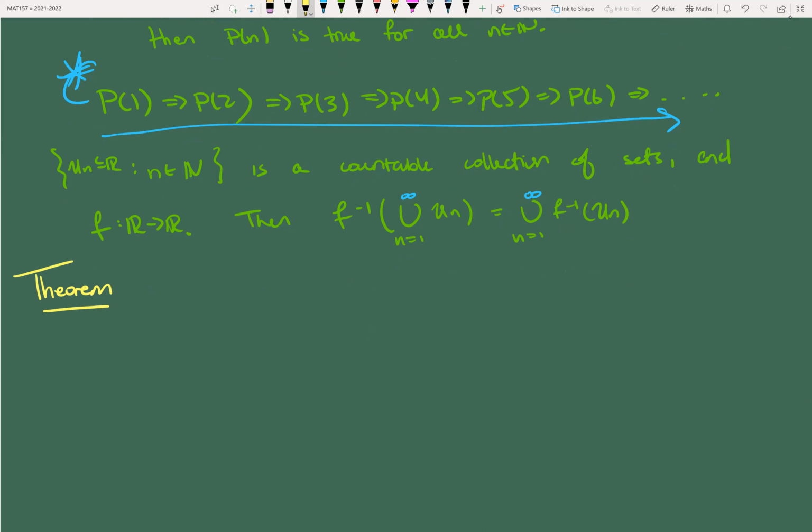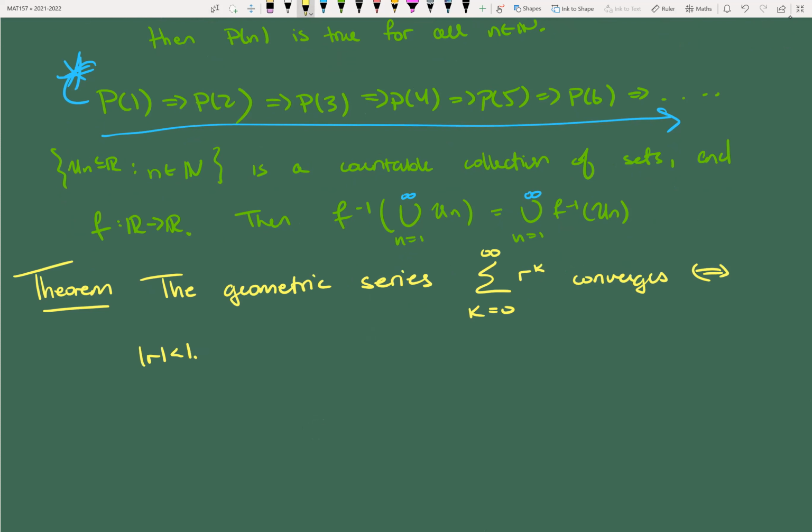The geometric series, but we're going to use this a lot. So the geometric series, the sum from k equals 0, and 0 is important here, of r to the k converges if and only if the absolute value of r is strictly less than 1. Okay, and in that case, the value of the sum is 1 over 1 minus r.